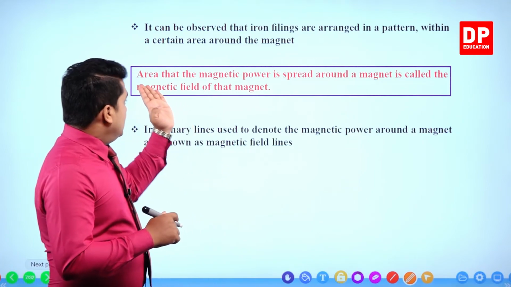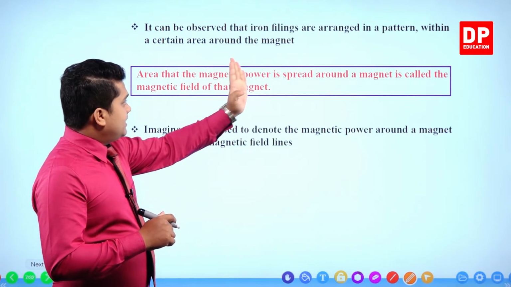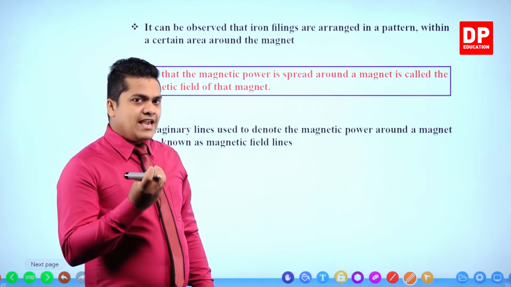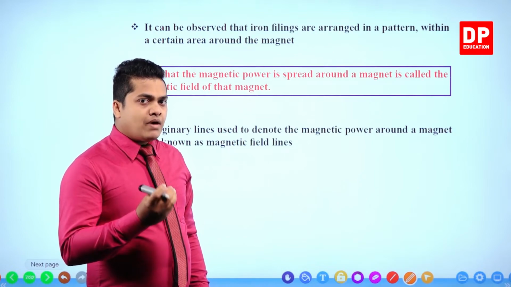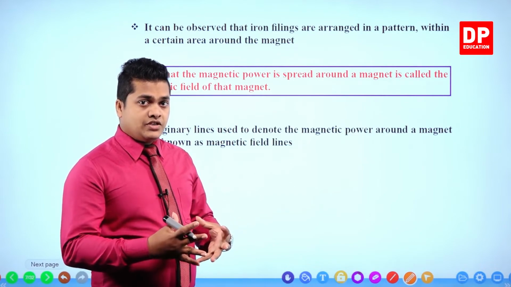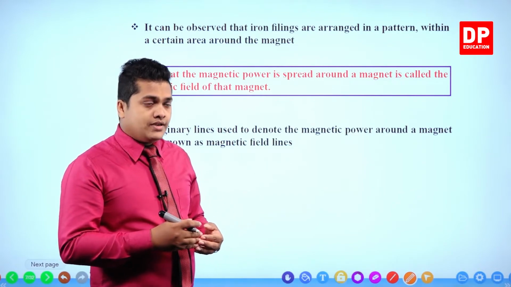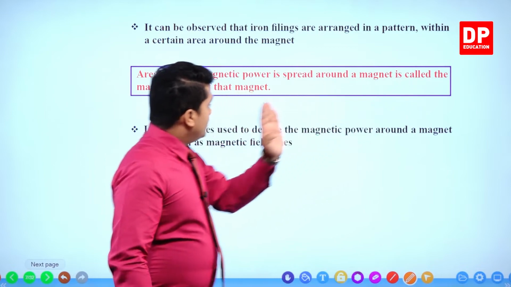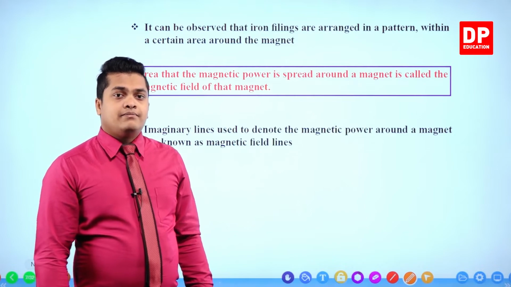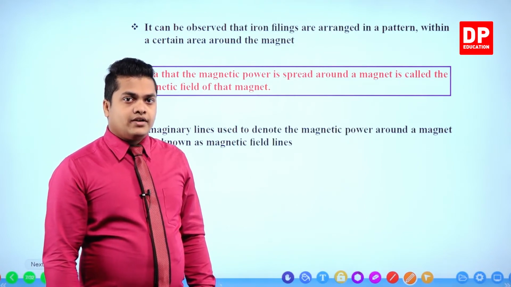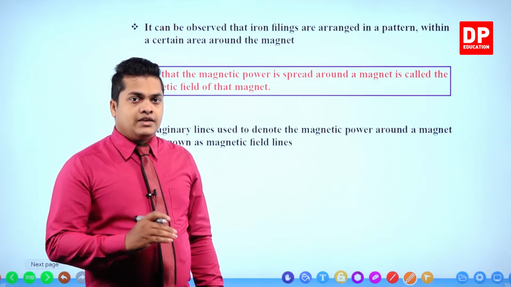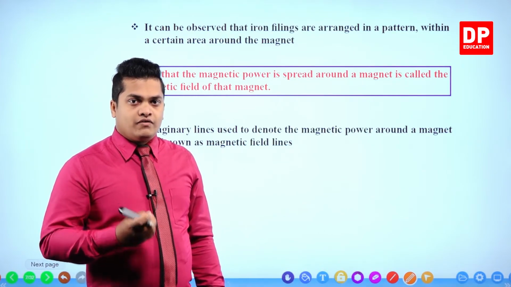So the area over which the magnetic power is spread around the magnet, the area over which the iron powder spreads in the experiment, is called the magnetic field of that magnet. So the area over which the magnetic power spreads is referred to as the magnetic field of a certain magnet.